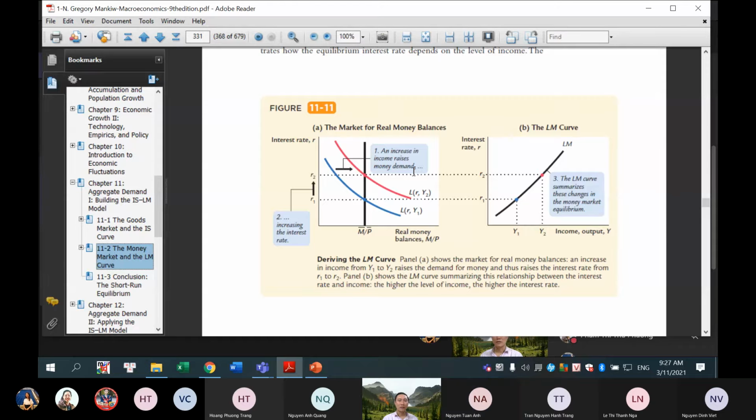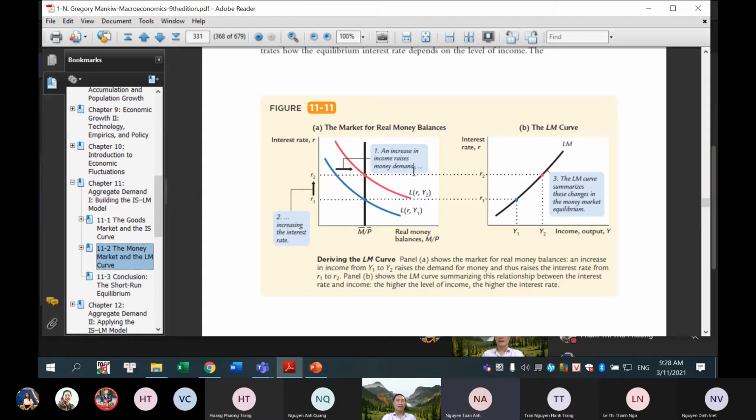I think so. If they don't want to put money in the stock market, they want to hold more money in the pocket, right? Yes, they want to hold more money in the pocket, and what would they do? They will withdraw their money from the stock market or from the bank. Yes, exactly. So the money demand will shift upward.